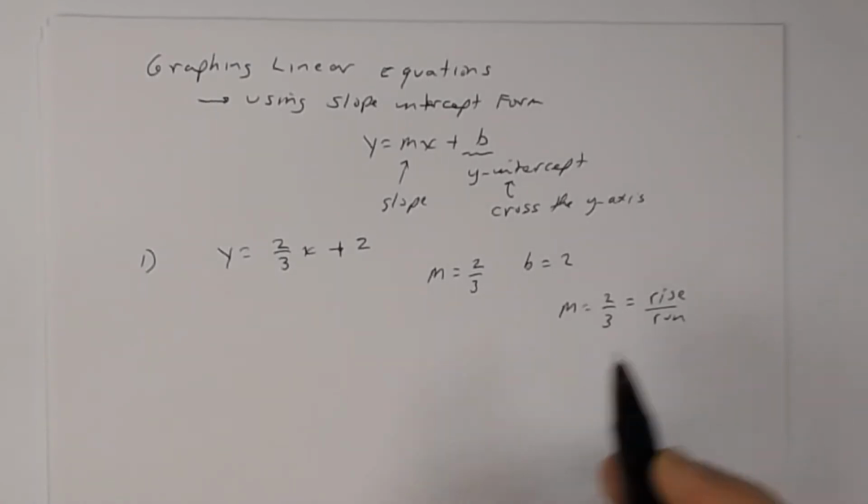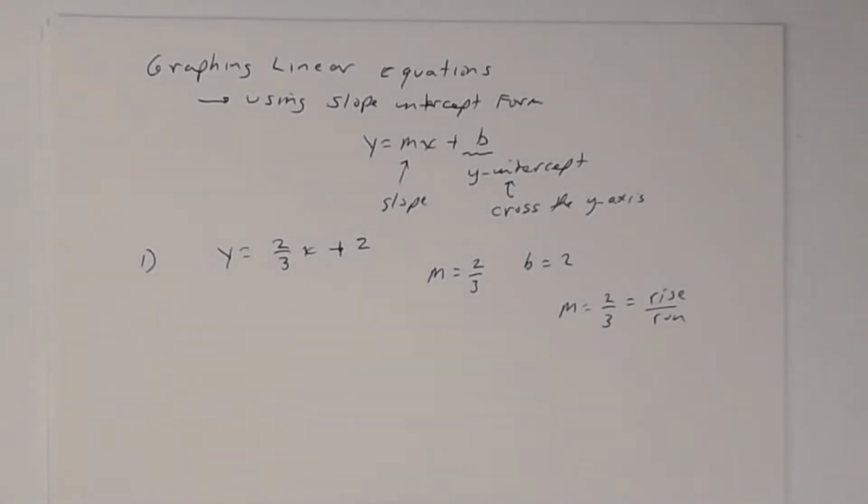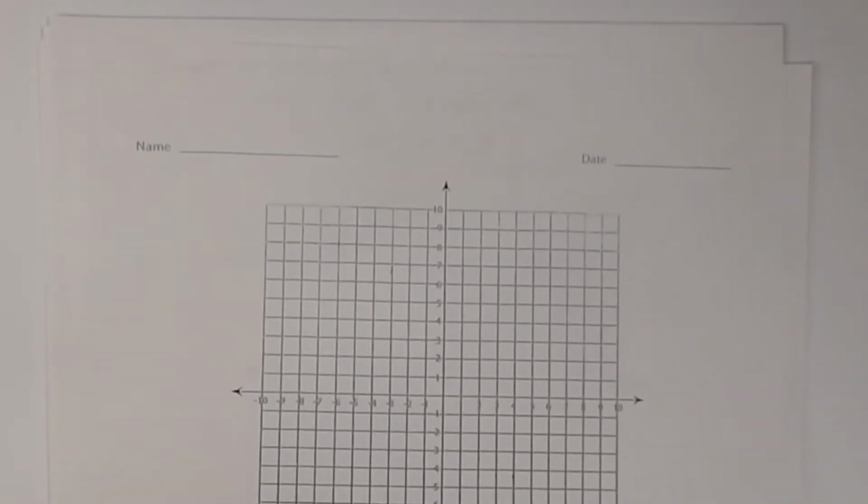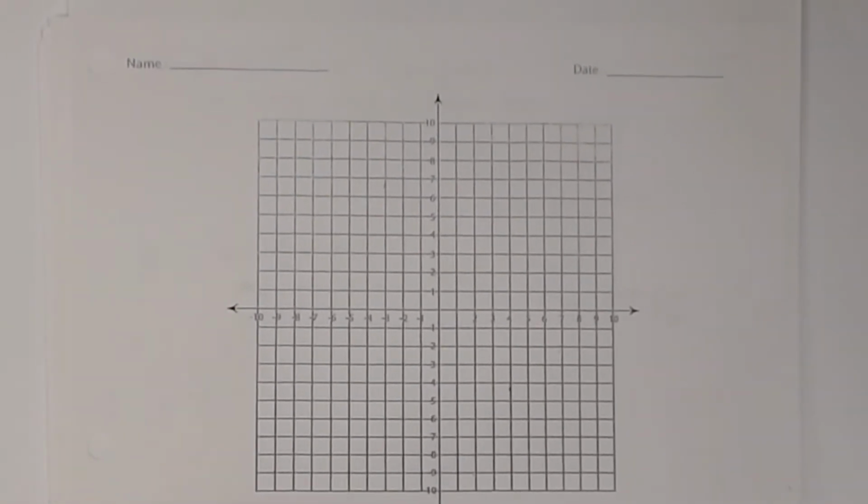All right, so let's look at this example. You probably don't have grid paper like this, but if you have a printer, this is in Canvas, you can print it out, or you can just purchase your own grid paper.